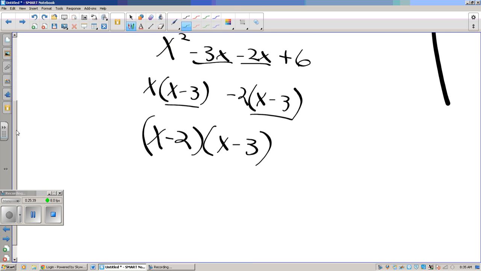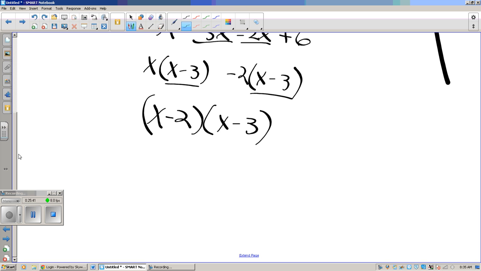Okay, and then we were solving for 0 here. So x is going to equal 2, and x is going to equal 3. That's the only one. Did that help? Was it the 6 and the 1 that you got thrown off with? Okay. All good. Do you have another question?